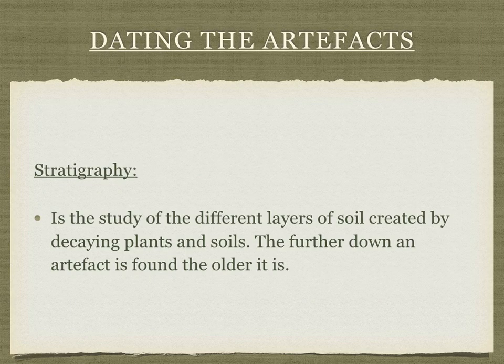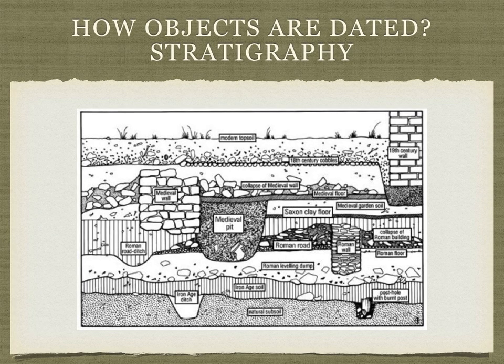So on to our third method of dating an object, that is stratigraphy. Stratigraphy is the study of the different layers of soil created by decaying plants and soils. So the further down an artifact is found, the older it is. Okay, if you look here, this is just a picture of what it might look like. So you've got your modern topsoil on top. Underneath that, you've got stuff from the 18th century. Then you have stuff from the medieval times. Then you've got Roman stuff underneath that. Then you've got the Iron Age.